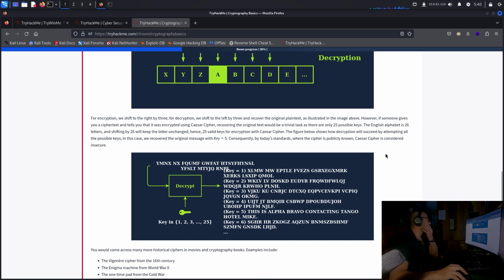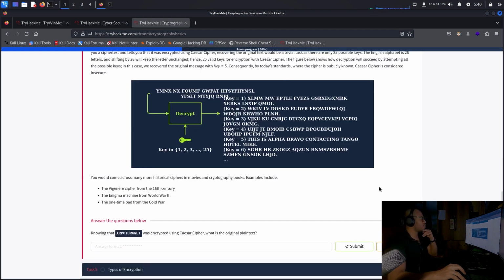However, if someone gives you a ciphertext and tells you that it was encrypted using Caesar cipher, recovering the original text would be a trivial task as there are only 25 possible keys. The English alphabet is 26 letters, and shifting by 26 will keep the letter unchanged. Hence, 25 valid keys for encryption with Caesar cipher. The figure below shows how decryption will succeed by attempting all the possible keys. In this case, we recover the original message with key equal to 5. Consequently, by today's standards, where the cipher is publicly known, Caesar cipher is considered insecure, of course.